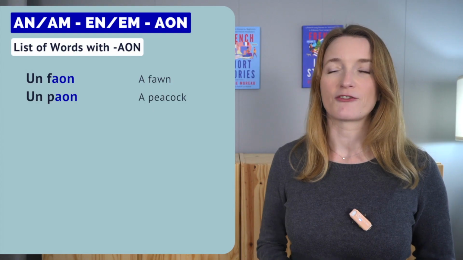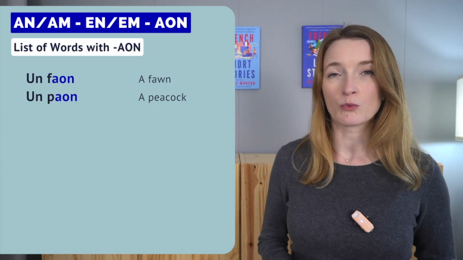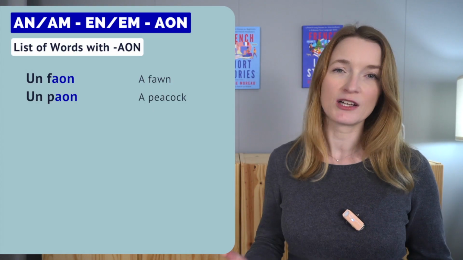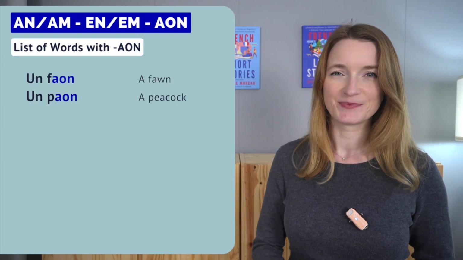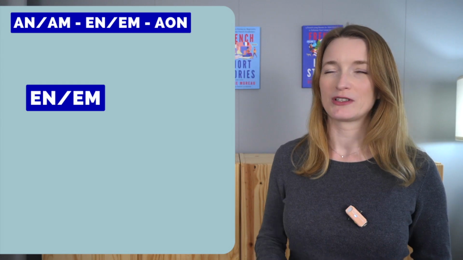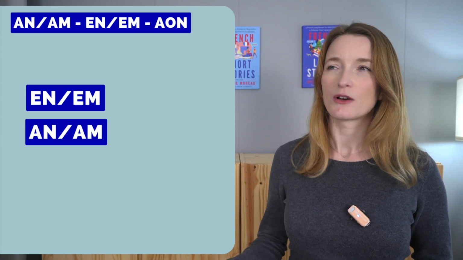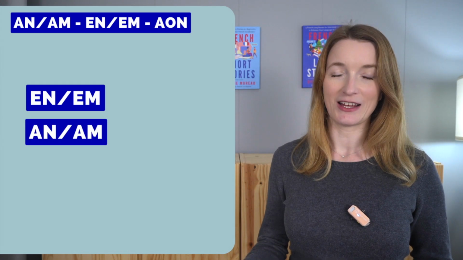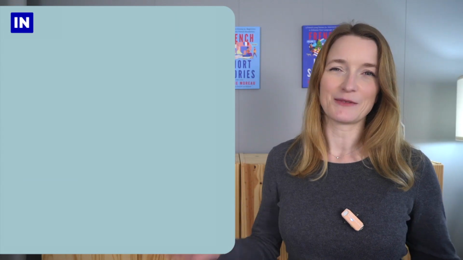So we don't say un faon or un paon. We don't say that. We say un fan, un pan. Okay? So let's see the pronunciation of this sound one more time. We have en, en, en, and en. That was for the first one.